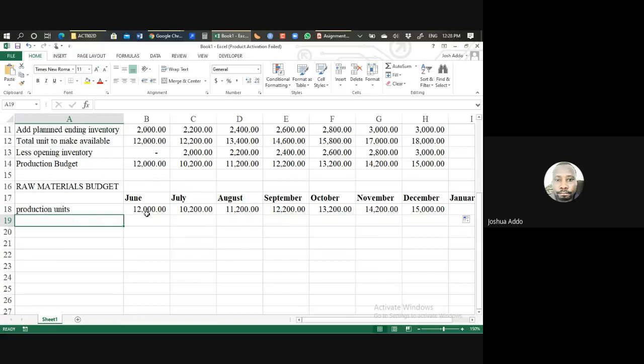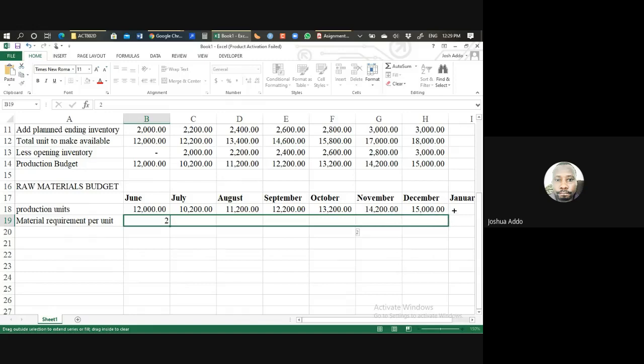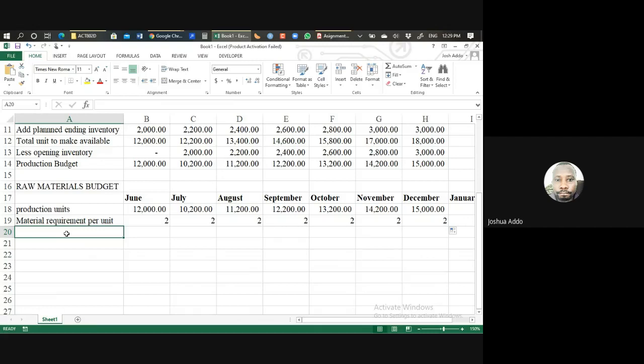So we can write here material requirement per unit. Material requirements, which is 2 kilograms. It's going to be 2, 2, 2, 2 throughout. So 2. And we can get total materials required, or quantity of raw materials to meet production.